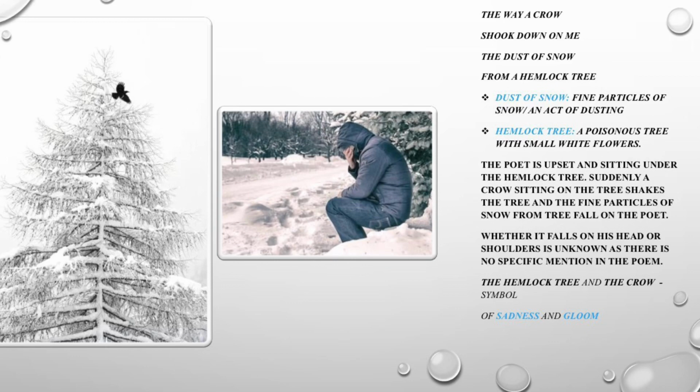The two agents of nature, the hemlock tree and the crow, are signifiers of sadness and gloom, just like the poet's mood was in the opening scene.